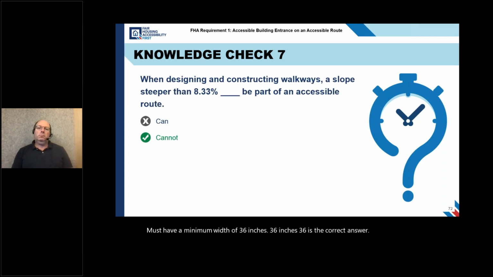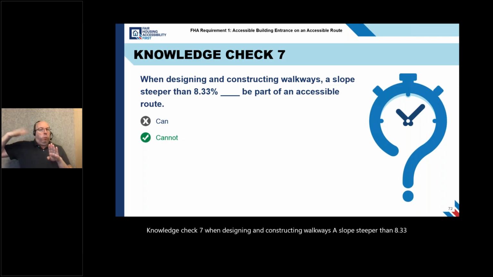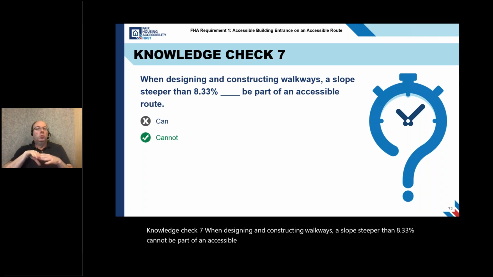Knowledge check 7. When designing and constructing walkways, a slope steeper than 8.33% cannot be part of an accessible route. And the correct answer, again, is cannot be part of an accessible route.